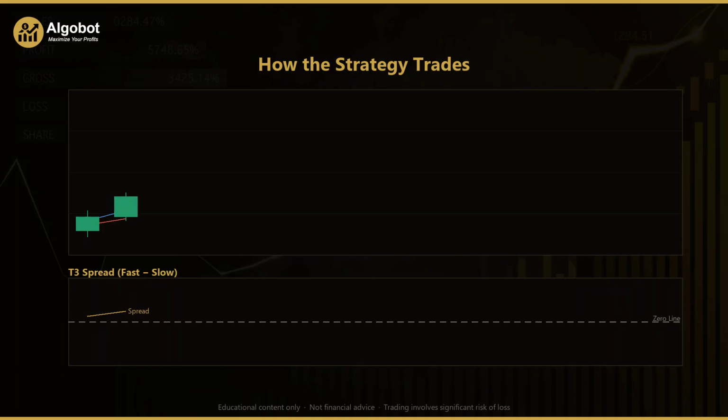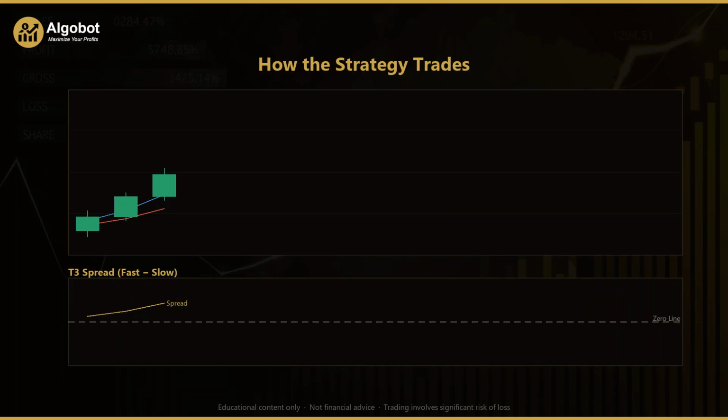Let's bring this to life with a chart. On the price candles, you can see two smooth lines, the blue fast T3 and the red slow T3. Below them is a sub-panel showing the spread between the two lines, with a dashed zero line running through the middle. Watch how that spread breathes as the story unfolds.